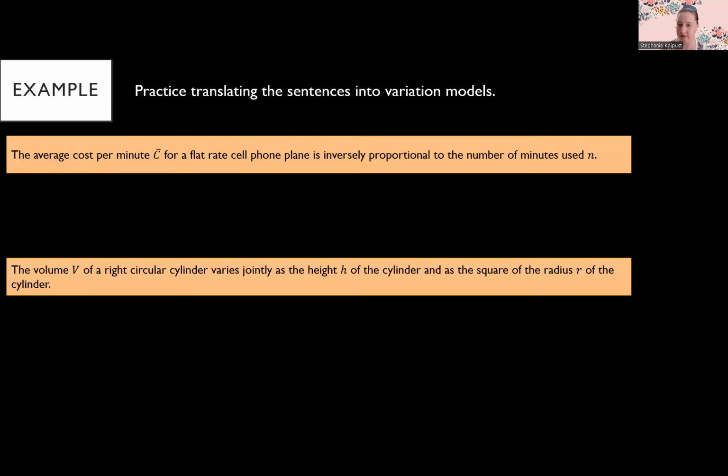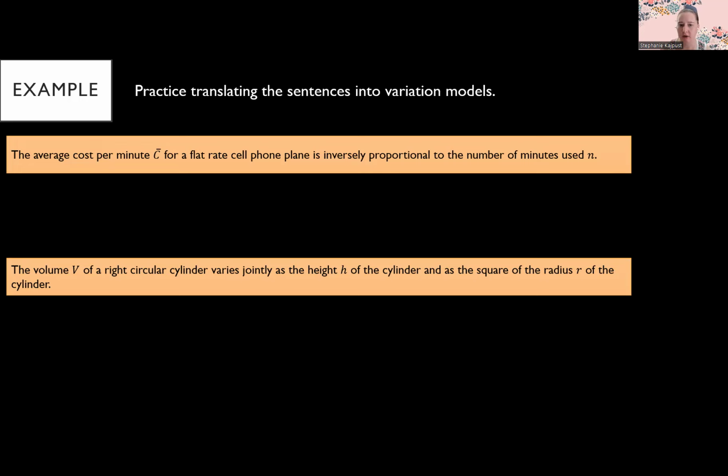So here it says practice translating the sentences into variation models. I'm focusing on the translating part into the equation, because once you have the equation, most people are able to then do something with it afterwards. You've got to plug in numbers that you're solving, that kind of thing. The hardest part is always writing the equation.